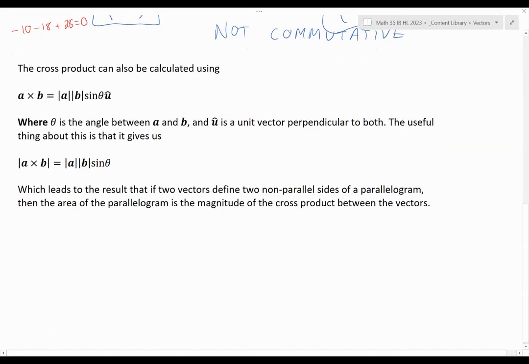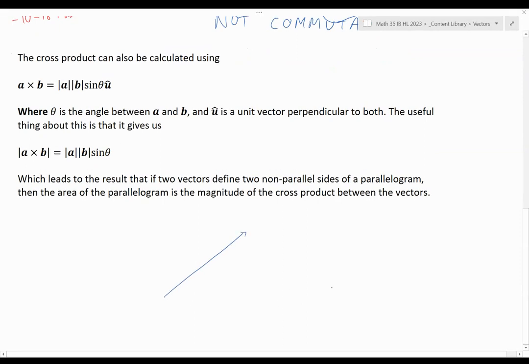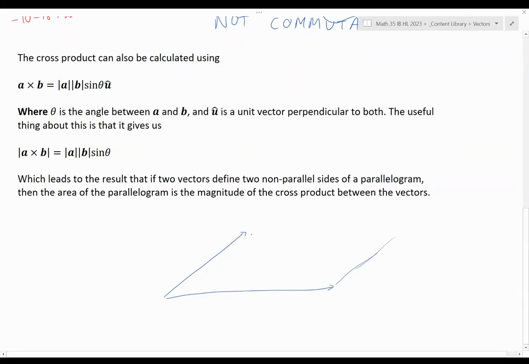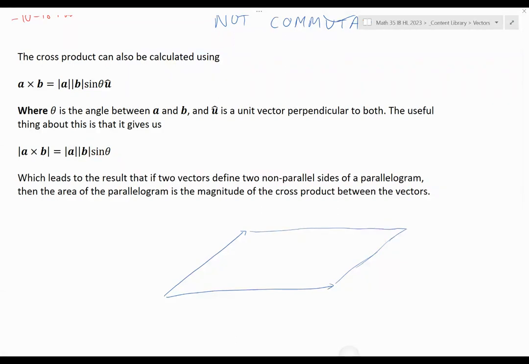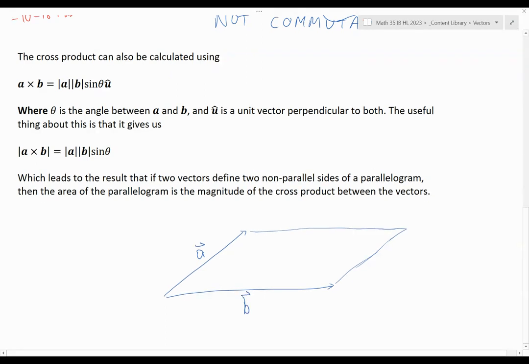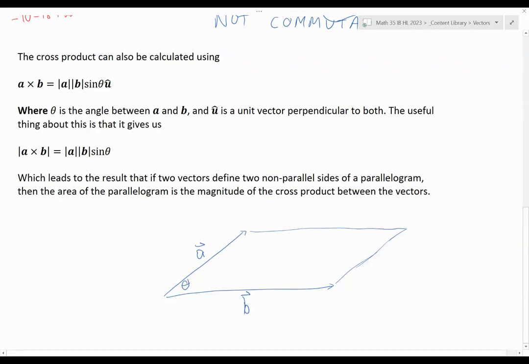So if those two vectors are defining two non-parallel sides of a parallelogram, so let's say I have a parallelogram that goes like this, oops, that's not especially parallel, but you get the idea. If this is a vector A, let's say for this side, and then I have a vector B for this side, then the cross product, and so I'd have theta here, the cross product is actually going to be equal to the area, well, the magnitude of the cross product, because the cross product itself is a vector.